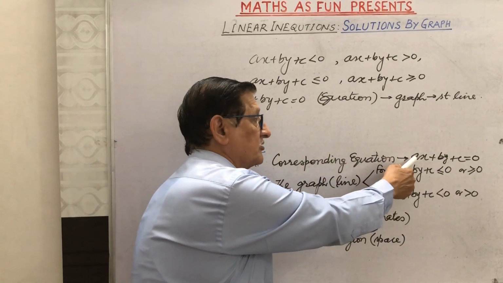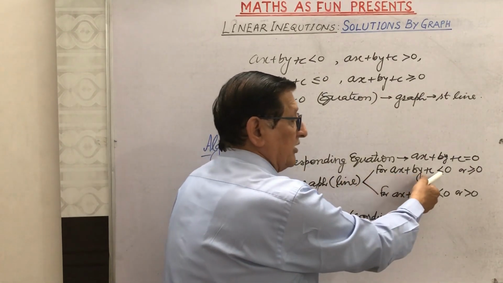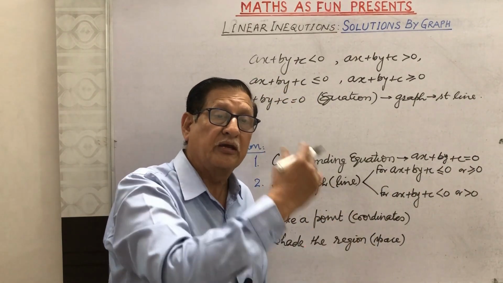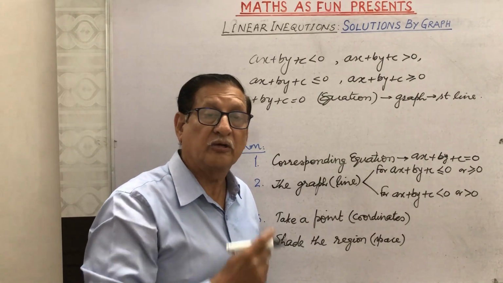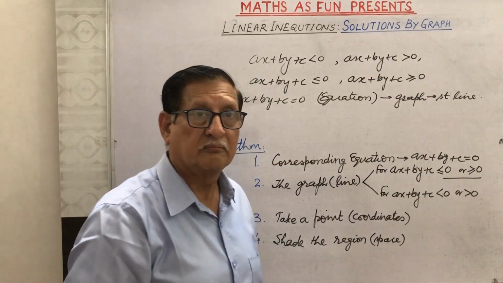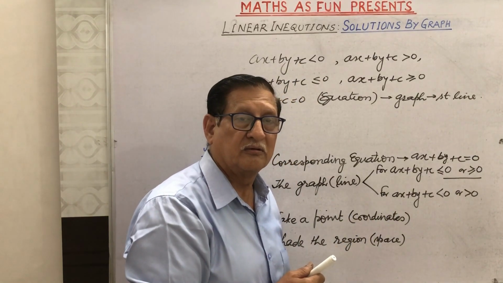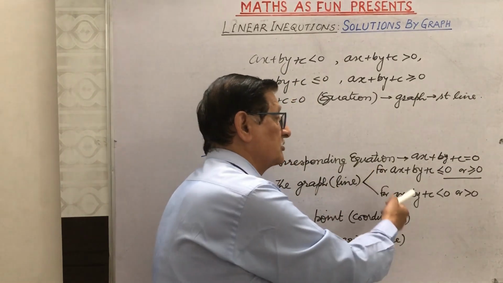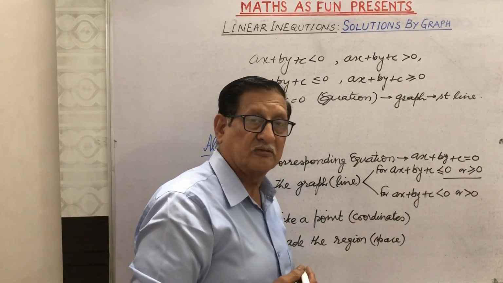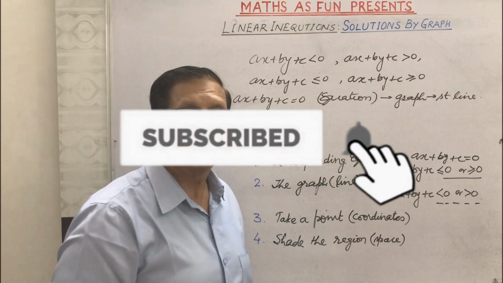When we are going to draw it, we will see what type of inequality it is. If it is in the form of less than or equal to 0 or greater than or equal to 0, it means that the line also will be including the solution of this particular inequality, and hence that will be a regular line. But in case it is only less than or greater than, then the line is not part of the solution. This is open space, these are open intervals, and hence we will be drawing a dotted line.